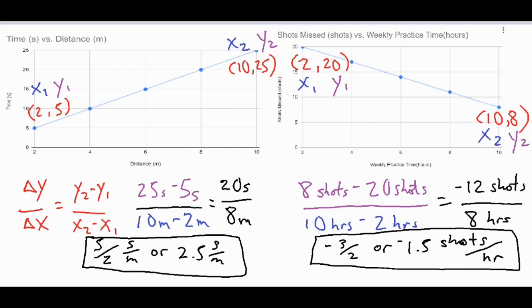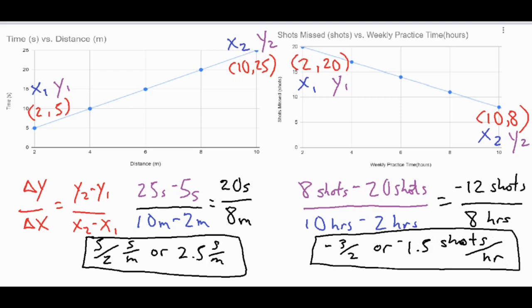So what this one means is, because it's negative, we are basically reducing the amount of shots missed per hour of practice. So you are going to reduce the shots that you miss by 1.5 per hour of practice that you add to your practice time.